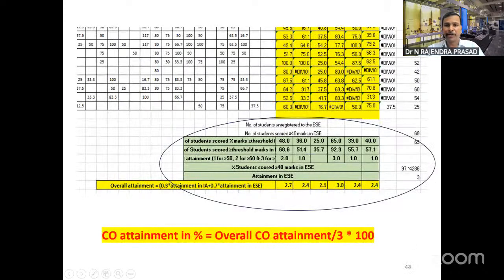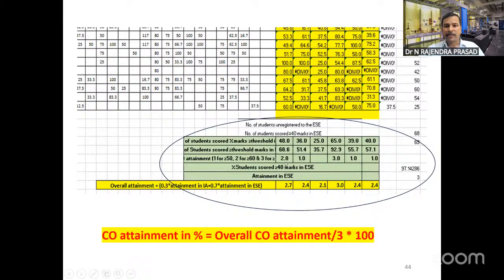Percentage. After converting into percentage, now you use the threshold. What is the threshold? We fix the threshold as 50%. So how many students have scored greater than 50%? You calculate 48 for CO1, 36 for CO2, 25, 65, 39, etc. Similarly, in end semester examination, 69 students have secured marks greater than passing marks.